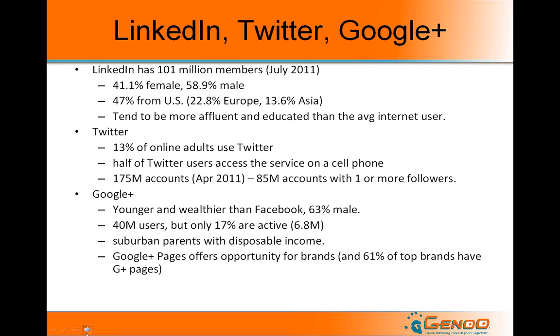Now, Google Plus is interesting because it's younger and wealthier than Facebook. It's about 63% male, mostly software engineers. And while Google says they have about 40 million users, what you need to know is only 17% or so are active with Google Plus, which brings it down to about 6.8 million, and it's probably a little bit higher now. When you look at who's on Google Plus, think about a high disposable income. These people might be suburban parents with a good disposable income.